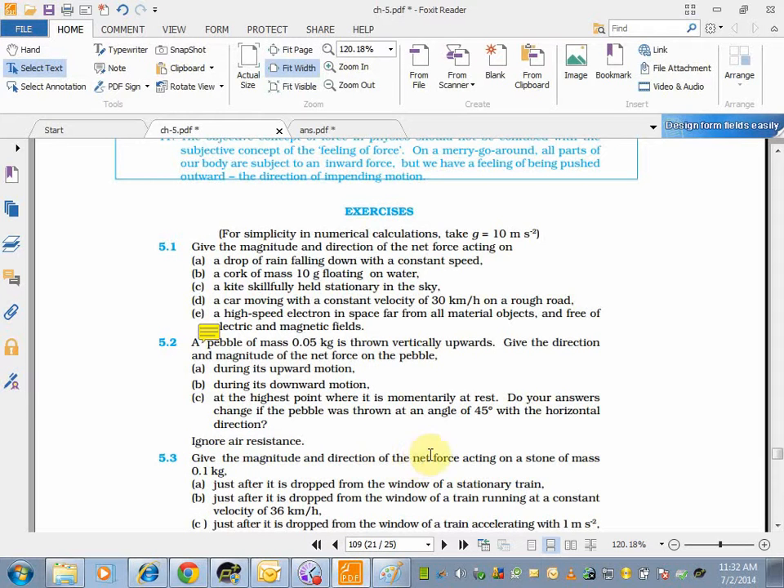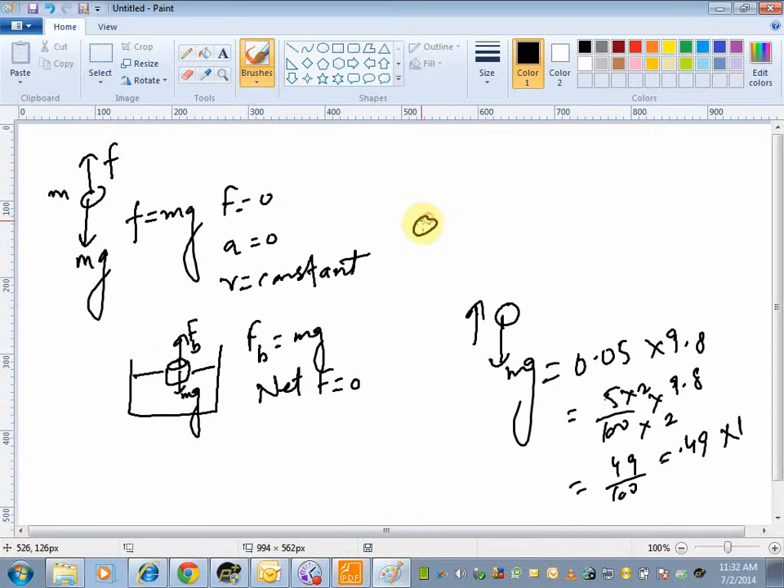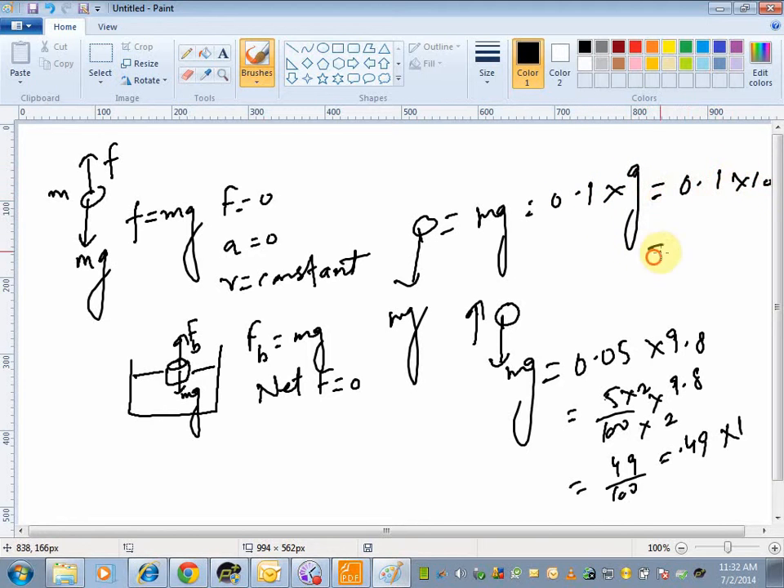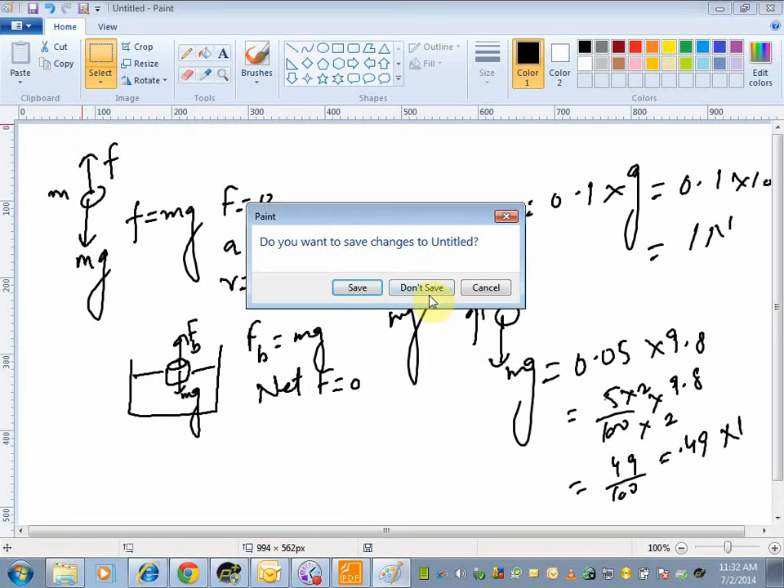Give the magnitude and direction of the net force acting on a stone of mass 0.1 kg just after it is dropped from the window. Again, it will be the same. Net force will be mg. Your mg will be 0.1 into g. If g is taken as 10, 0.1 into 10, this will be 1 Newton. Let's take a new sheet.